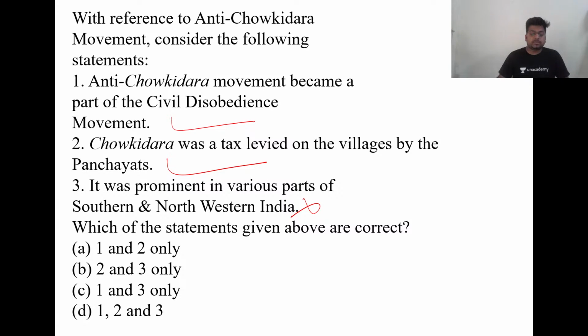It was during the civil disobedience movement, right? Anti-Chokidar tax. It was basically in northern areas, basically in Bihar, and some areas of UP. The anti-Chokidar movement became a part of the civil disobedience movement. So basically, it is a northern area of India. It is not southern. Options 1 and 2 are correct. Chokidar tax was levied on the villages by the panchayats and became a part of the civil disobedience movement in northern India.